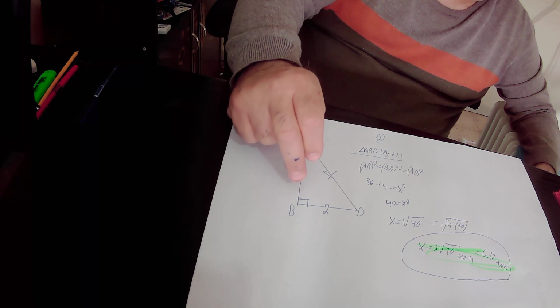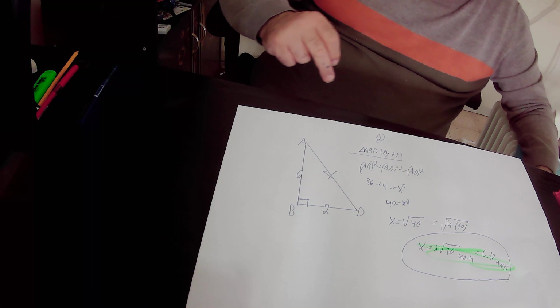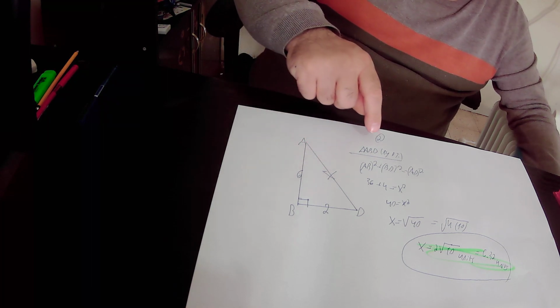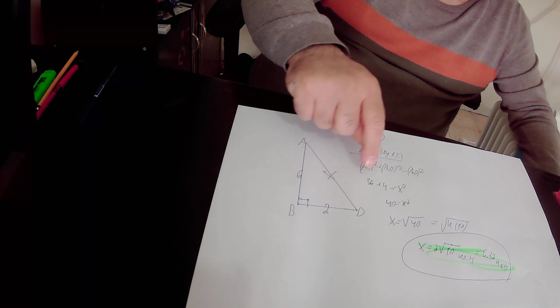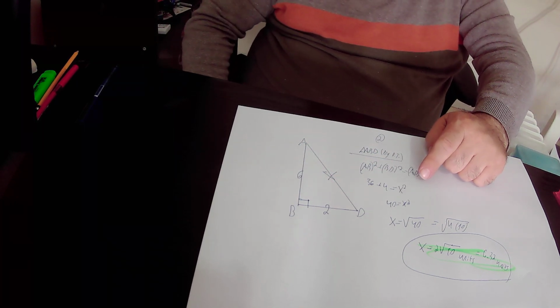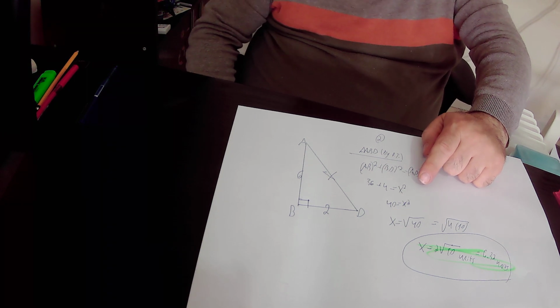That is to say, AB squared plus BD squared must be equal to AD squared. AB is 6, so AB squared is 36. BD is 2, so BD squared is 4. And it is equal to AD squared, that is x squared. 36 plus 4 is 40. So x squared equals 40.